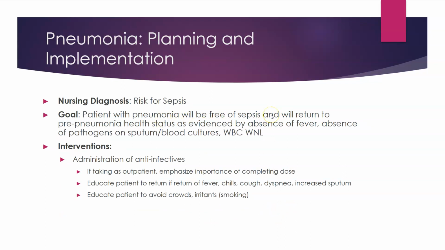Risk for sepsis. This can cross into the bloodstream, and of course then we have to worry about sepsis with this one. So some of the things we'll probably do are look at blood cultures, and then see if the WBC counts are within normal limits. If we are suspecting sepsis, of course we're going to treat with anti-infectives specifically towards that organism. If taken as an outpatient, make sure that they complete the dose. That's common nursing education 101. And then, of course, they should return if they're having signs and symptoms or their fevers are not resolving. Once again, avoid crowds so they don't spread it to other people. And they should avoid smoking or other irritants so that they don't make it worse.